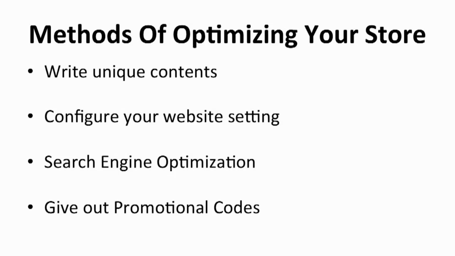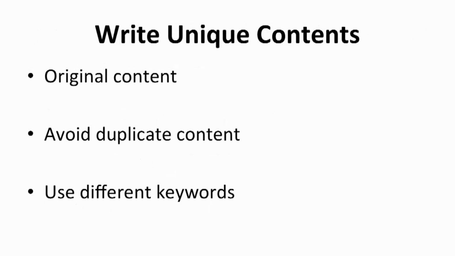I've listed out a few methods that will help you optimize your Shopify store and achieve higher ranking and more traffic, and they are: write unique contents, configure your website settings, search engine optimization, and give out promotional codes. Let's have a look at each method one by one. First things first, you will need to write unique content for your store.